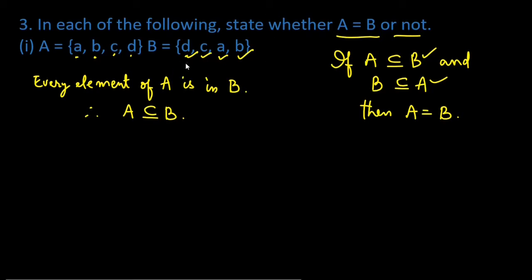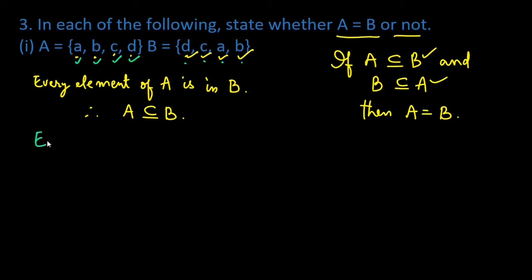Take the elements in B and check whether they are in A. D, D is there in A. C here, C is there in A. And A here, A is there in A. And B here, B is there in A.